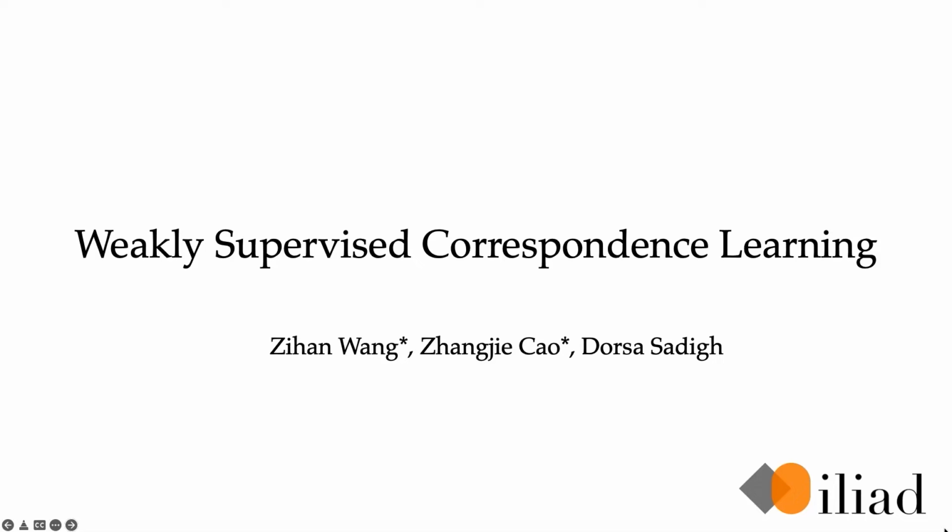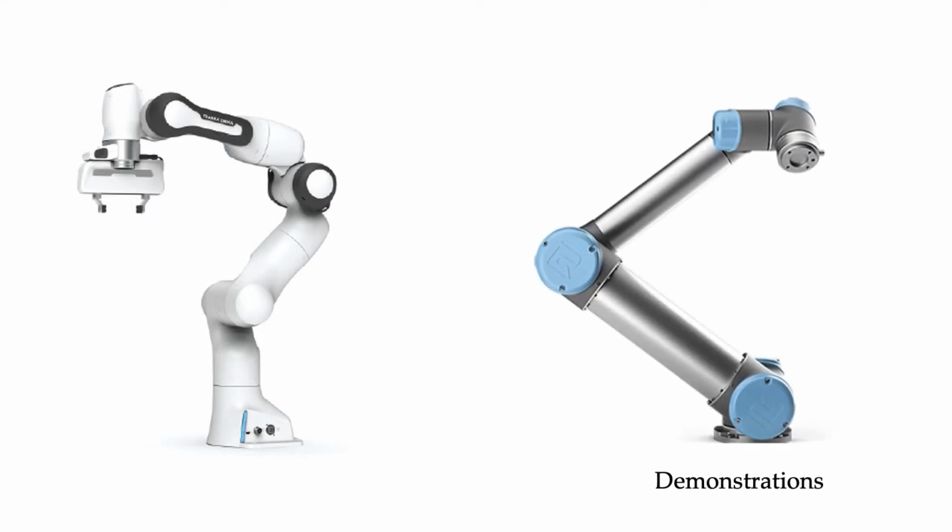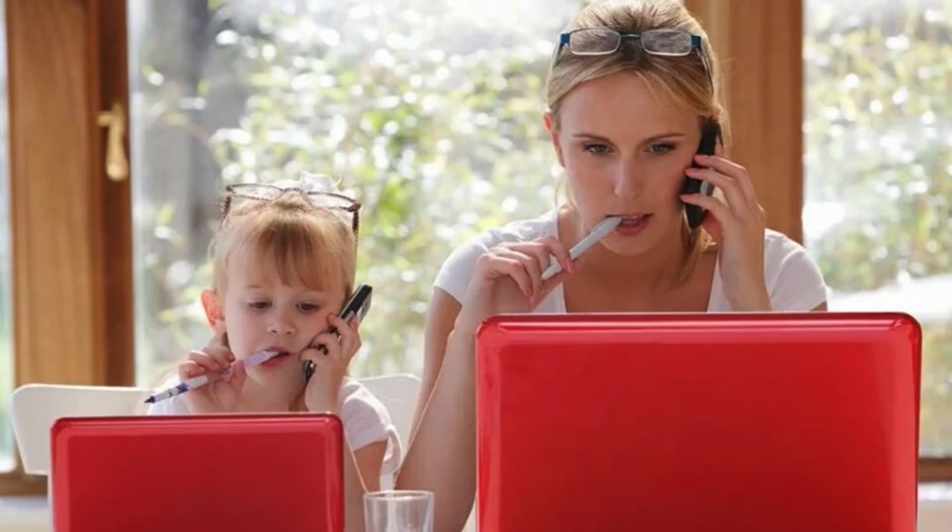Hi everyone, today I want to talk about an approach that learns correspondence between robots in a weakly supervised manner. Imagine a setting to learn a policy for a high-degree freedom robot like a Franka arm, but we only have demonstrations from a lower-degree freedom robot like a UR5e arm. Due to the different structures, it is difficult to directly imitate the UR5e arm's behaviors.